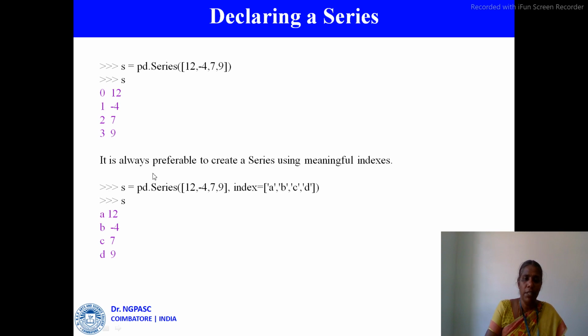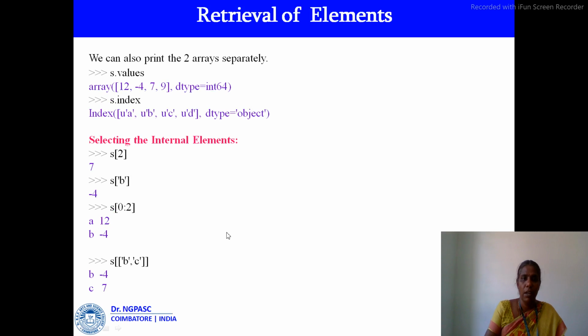It is always preferable to create a series using meaningful indexes. We may want to have our own values instead of 0, 1, 2, 3 for the index. This is an example for creating our own index values. pd.Series, within brackets the values and the index. In this example, I want to have the alphabets a, b, c, d instead of 0, 1, 2, 3. When I print the series, it will print the values along with the index values as a, b, c, d.